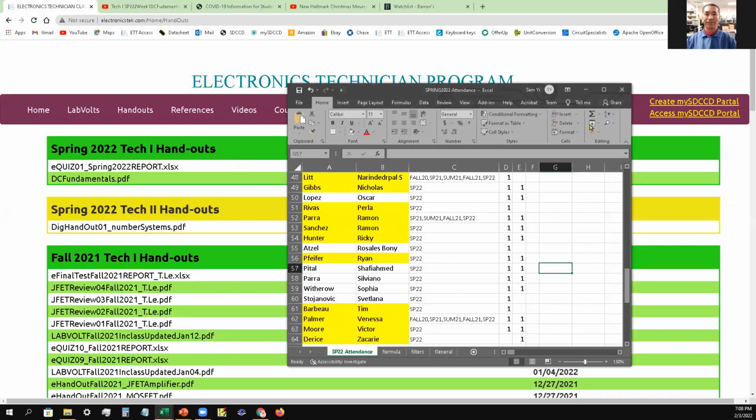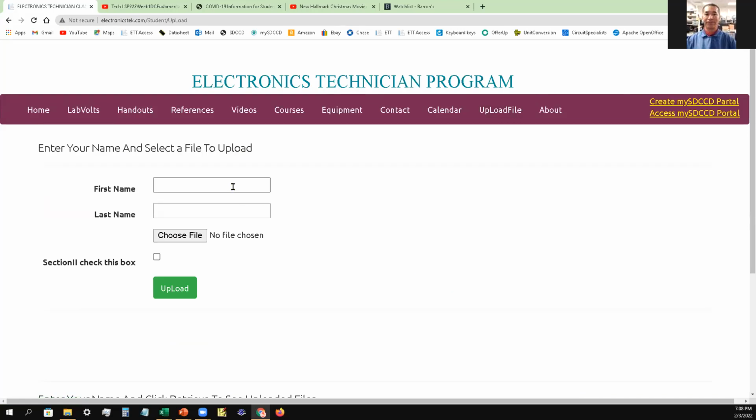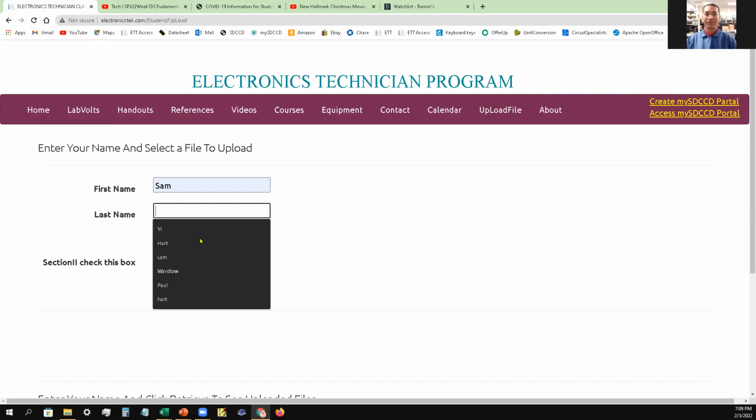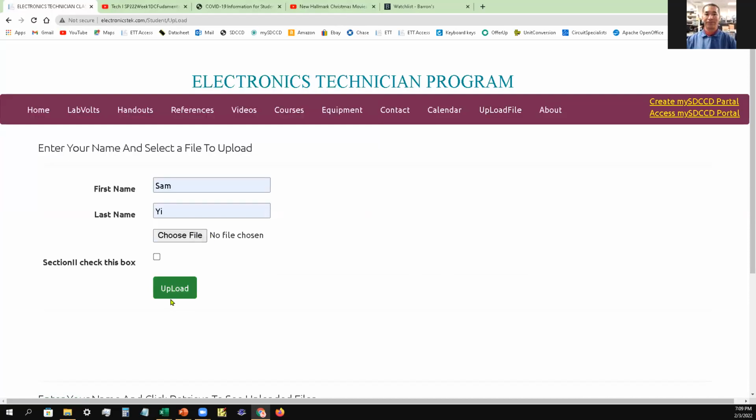When you're ready to upload, you come into the website, click on the menu heading called upload file, and put your first name and last name. Choose a file, pick the quiz that you just saved on your drive, and click on upload, and then it will go onto the website.